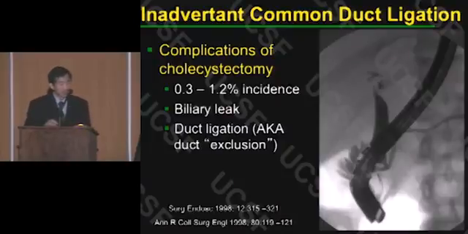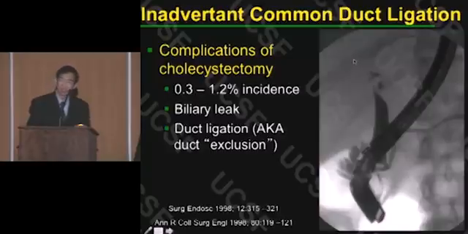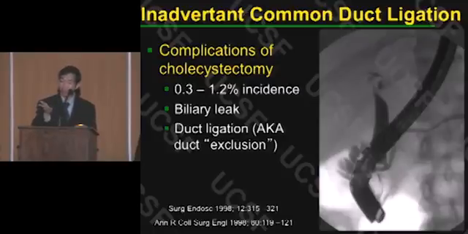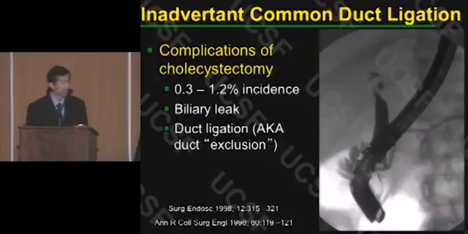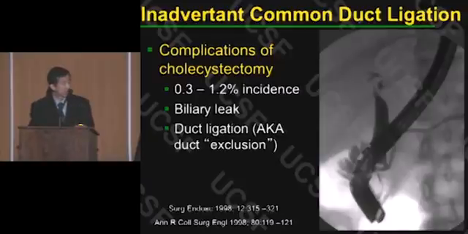It may also be associated with an aberrant cystic duct that inserts posterior and medial on the common bile duct. So when the surgeon sees a duct, he says, oh, there's my cystic duct, and inadvertently ligates that duct, or they have poor visualization. For whatever reason, we do see these on a regular basis.